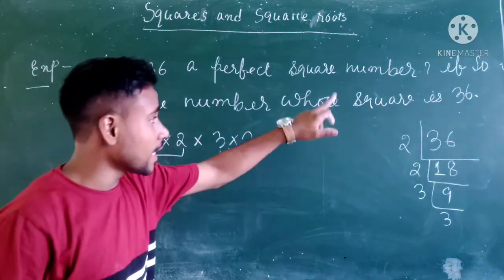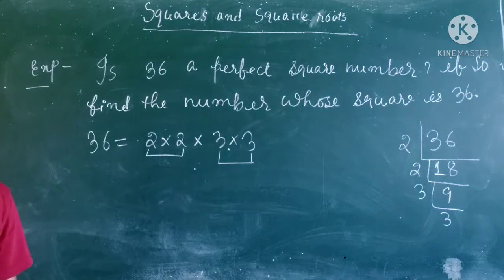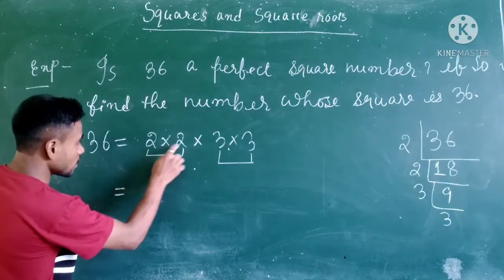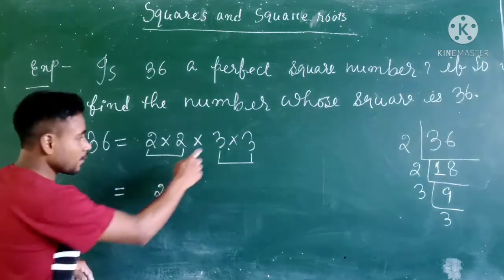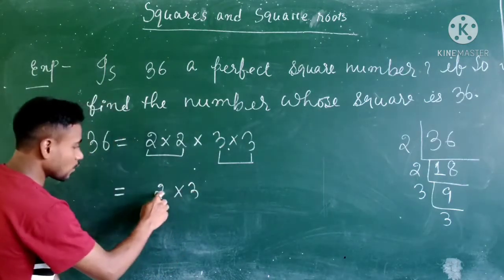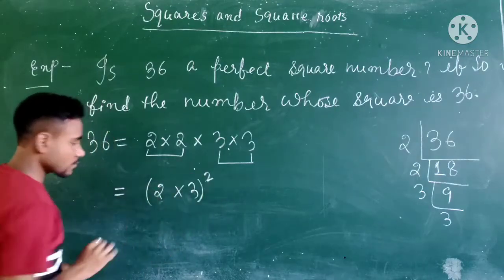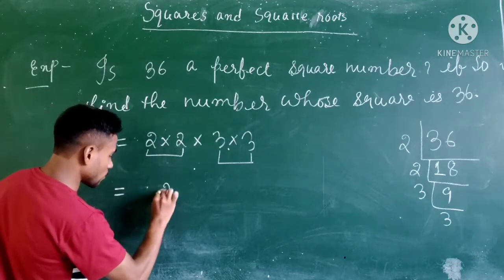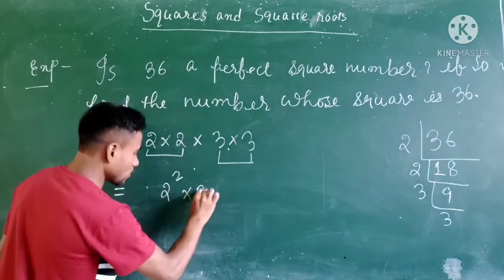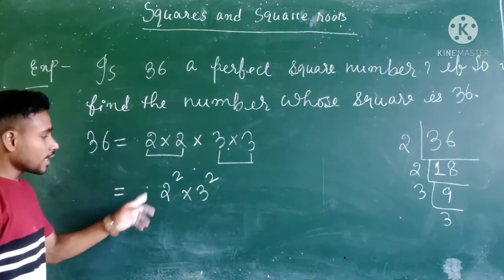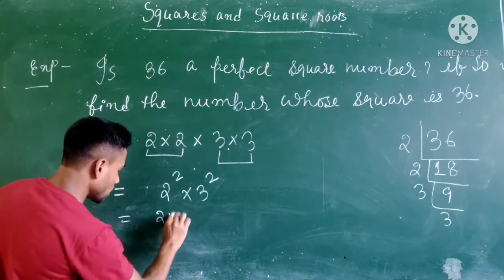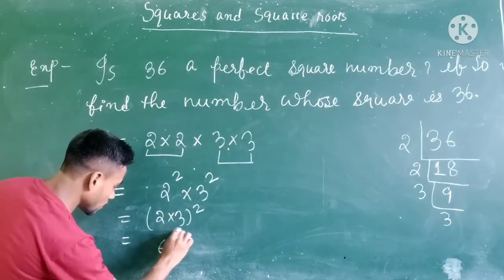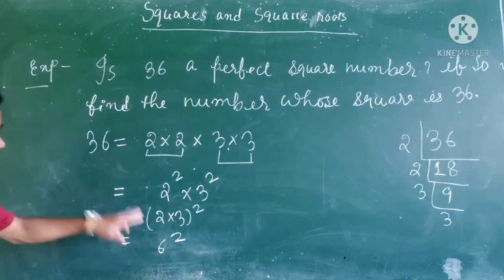Now the second part: if so, find the number whose square is 36. Very simple. From these two pairs, you take one number from each pair. So 2 into 2 gives us 2 squared, and 3 into 3 gives us 3 squared. Can I write this as 2 into 3 whole squared? Yes. Now 2 into 3 gives us 6, so 6 squared is equal to 36.